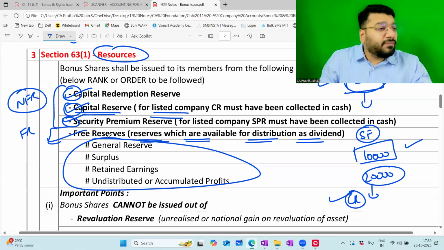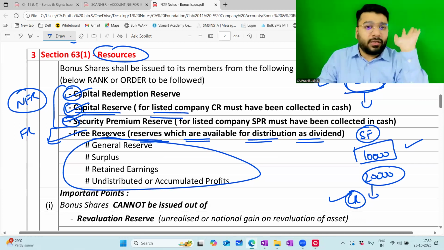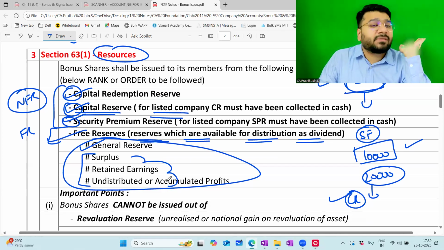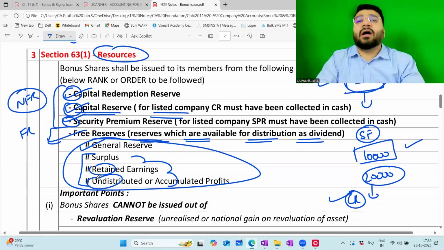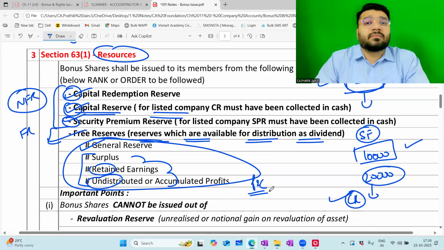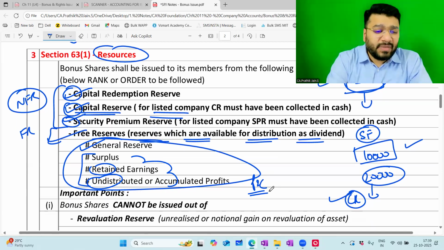When you're using free reserve, ICA is trying to put an order here. In real life, you can use any order. But ICA, what they're doing in majority of the question, general reserve first. Rest comes these three. These three are the alternative names. Surplus ka another name is retained earning. Retained earning another name is undistributed or accumulated profits. Sometimes they'll just write P&L account and also leave it. All these are same account only. Okay, not okay? Tell me.